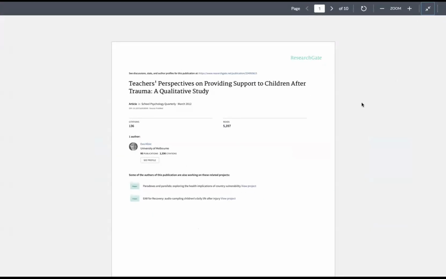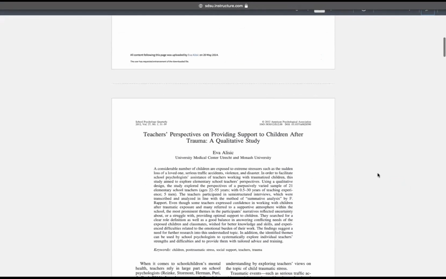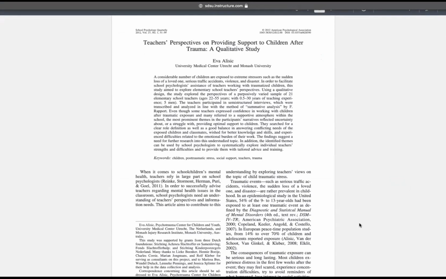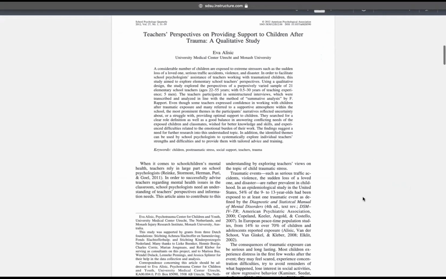And this is a peer-reviewed study, Teachers' Perspectives on Providing Support to Children After Trauma: A Qualitative Study. So not all of them will tell you what type of research study it is. A lot of them will in some way, but this tells you straight up. It is a qualitative research study. As you go through and look at this, you are going to see that there's an abstract. First off, it tells you the title. It also tells you the journal up here. Most of them will tell you the journal somewhere on the page.